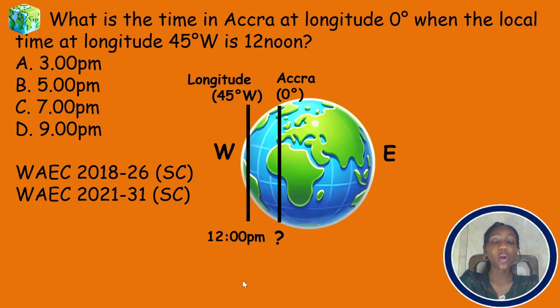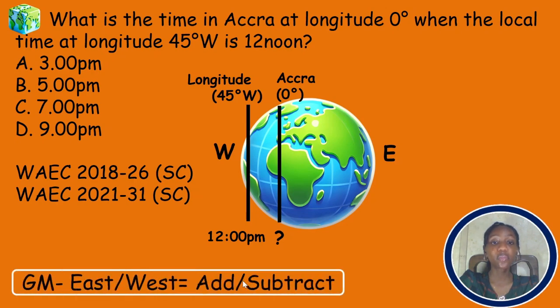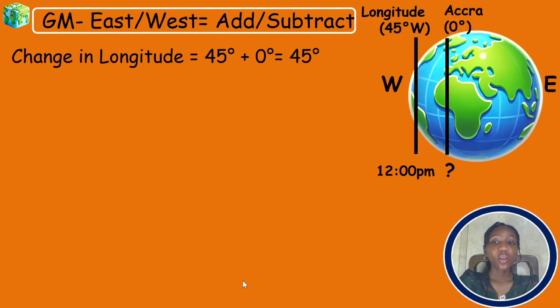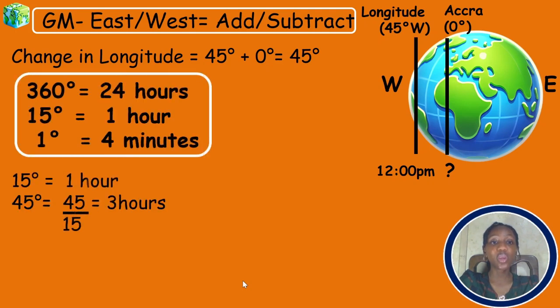What is the time in Accra at longitude 0 degrees when the local time at longitude 45 degrees is 12 noon? Now this question was asked in 2018 and also 2021 objectives, so this question was repeated. So since one place is located in the west, while the other is located on the Greenwich meridian, longitude 0 degrees, the principle relating to this question will be addition or subtraction. Now, after adding, we get 45 degrees as our longitude difference. Converting this to time, we need to remember the key formulas. Using equation 2 again, we get 3 hours, which is not our final answer.